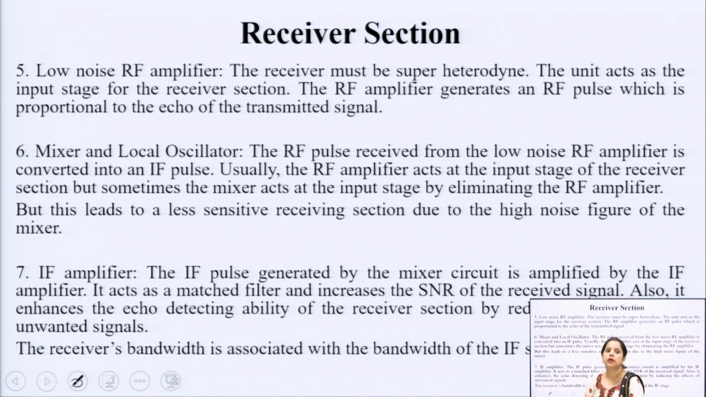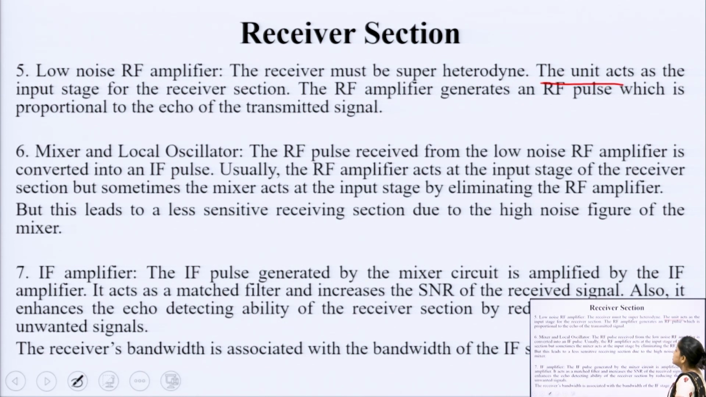So, the low noise RF amplifier. What is the role of this? After getting the re-radiated or reflected signal from the duplexer antenna, the signal is given to the low noise RF amplifier. You can see that I have not included the duplexer here in the RF section, but you can include it because the duplexer is part of both the transmitter and the receiver. The receiver must be superheterodyne.